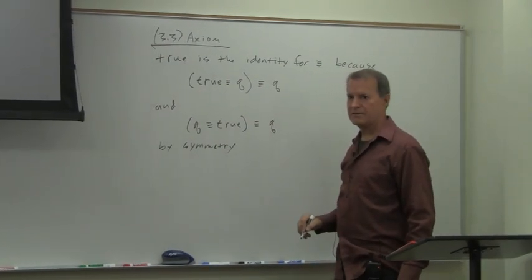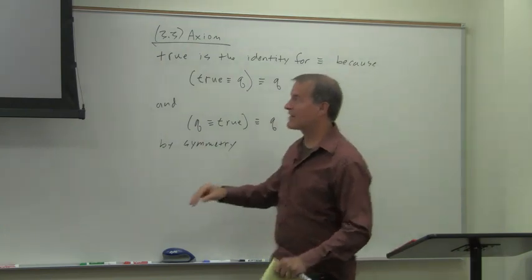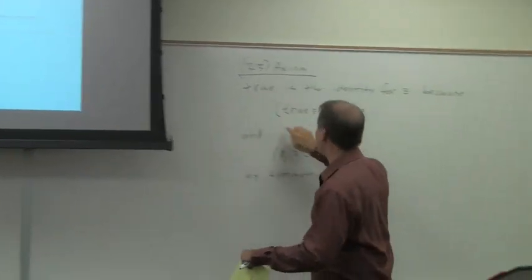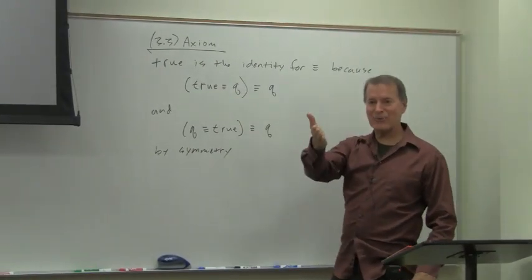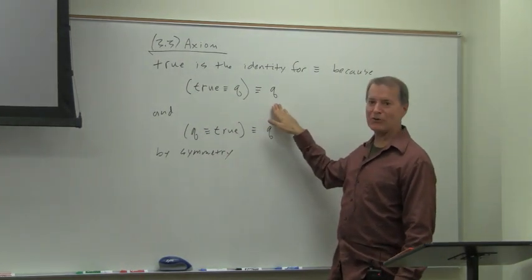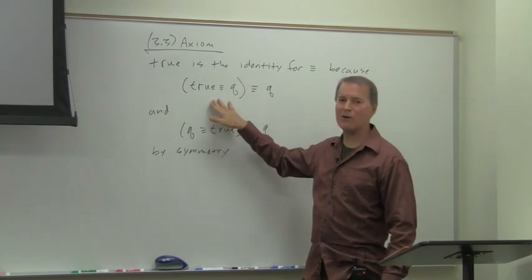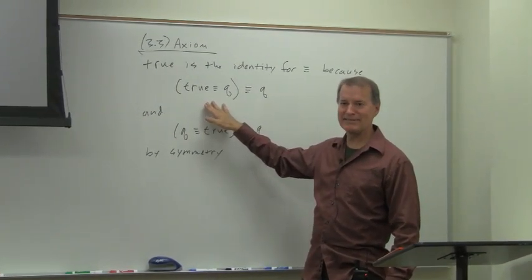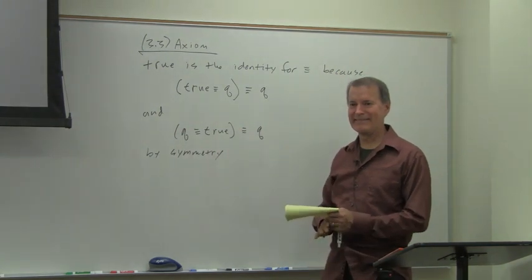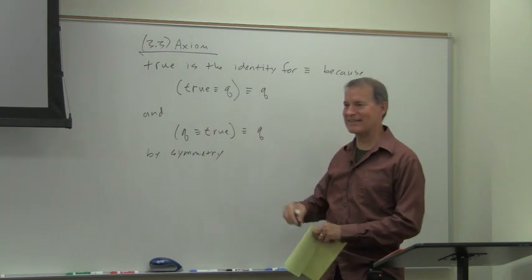Is that why we never have to put true in any of those problems? Yeah, exactly. Because look what this says. This answers your question from before. Anytime you have true equivalence Q, you can just make that Q. Are you with me? So true equivalence anything is redundant. And that has to do with this identity.